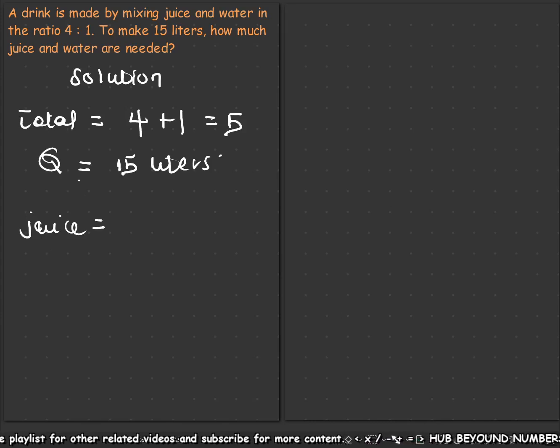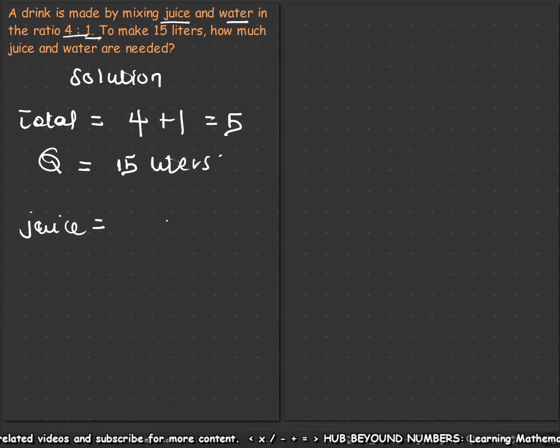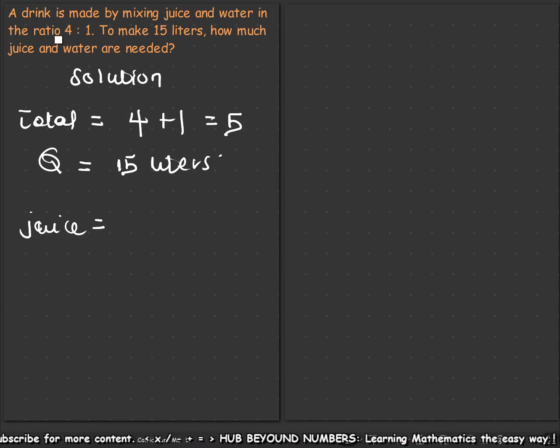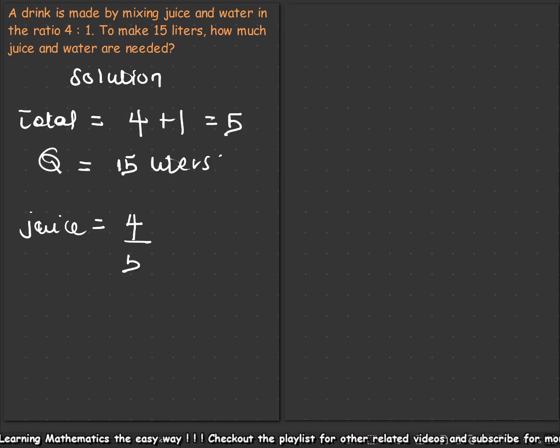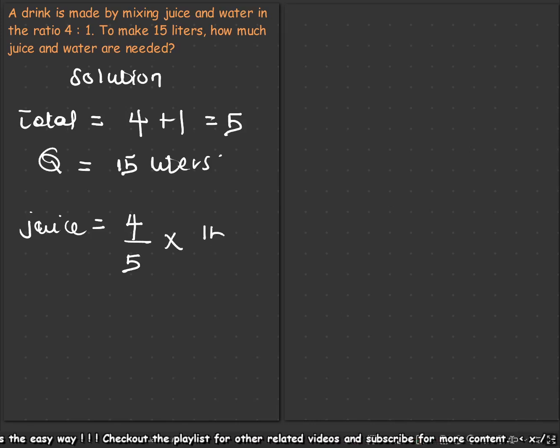the juice, if we look at the arrangement, they said juice and water in the ratio 4:1, right? So it goes in that order. That is 4 portions of juice, or 4 parts of juice for 1 part of water. So for the juice, its ratio is 4. So the part of juice is going to be 4 all over the total, which is 5. Then we multiply it by the total quantity, that is 15.